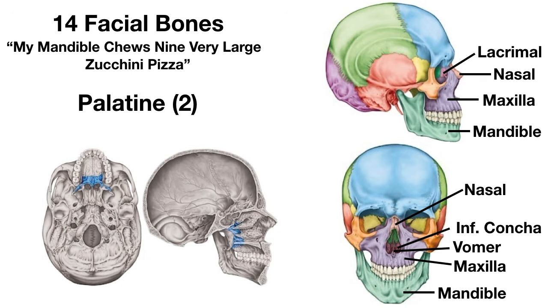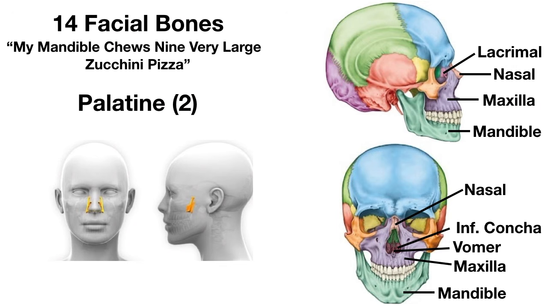You can see in the image on the left that the palatine bones are more involved in forming the posterior aspect of the roof of the mouth. Remember that it's the maxillary bones that form the anterior aspect of the roof of the mouth. Here's another image of the palatine bones. Again, you can appreciate that it helps form part of the orbits, the nasal cavity, and oral cavity.